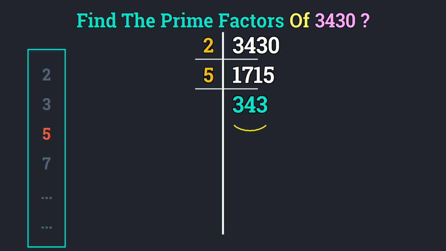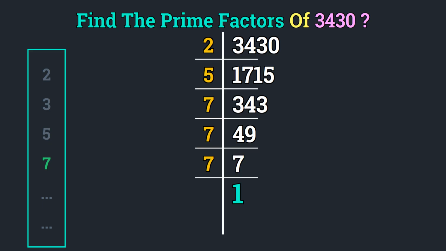Dividing 343 by 7, which equals 49. So 343 divided by 7 equals 49. Dividing 49 by 7, which equals 7. So 49 divided by 7 equals 7. Dividing 7 by 7, which equals 1. So 7 divided by 7 equals 1.